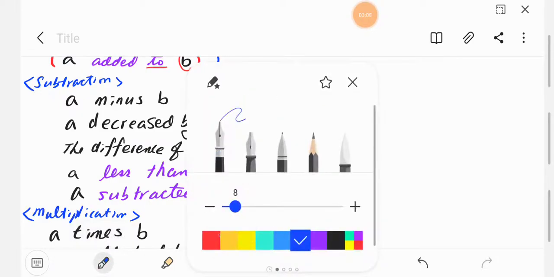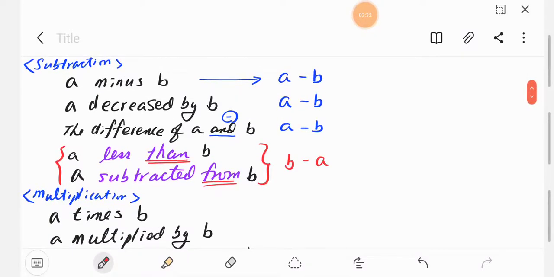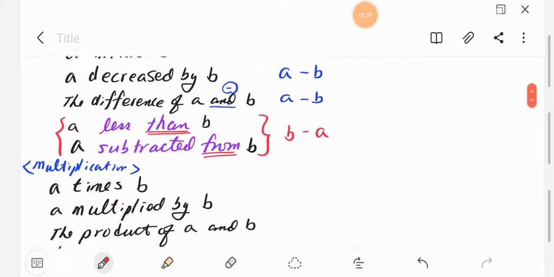Okay, so far so good, but these two are special cases. So A less than B, A subtracted from B. Then we have to write the second part first, just like A more than B, A added to B. We wrote the second part first, right? So for less than or subtracted from, what do we write first? The second part, B minus A.